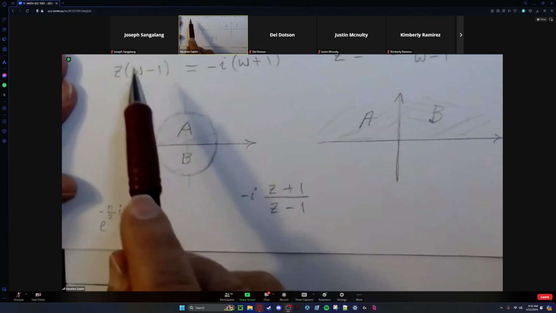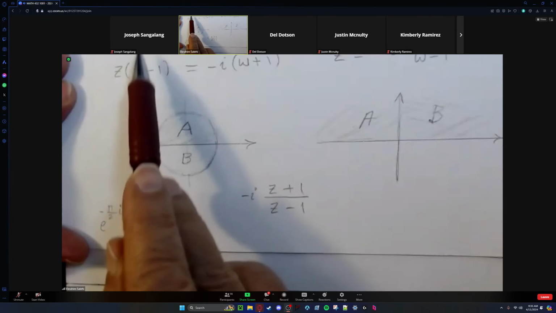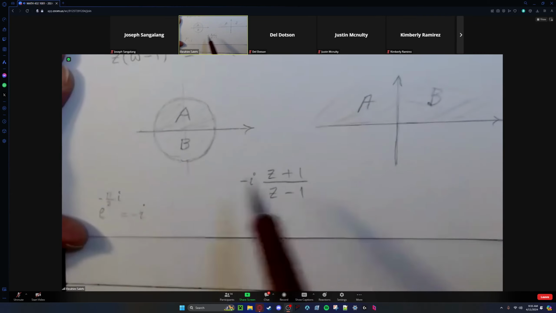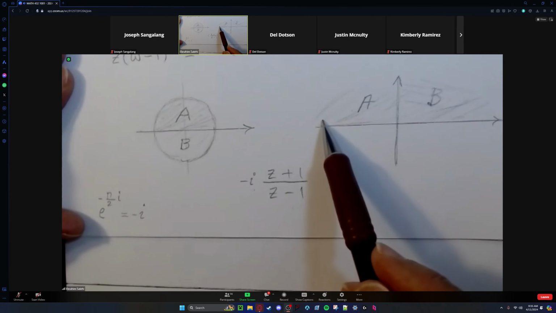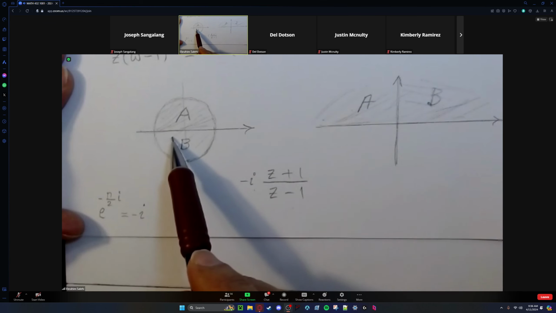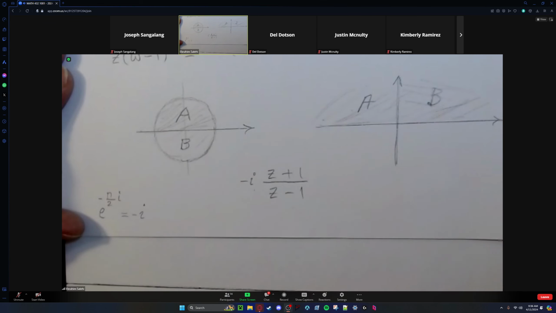You know how to find the inverse. You must cross multiply and solve it for z, okay? This is the inverse that sends the upper half plane into the disk. Okay? Here's the function.